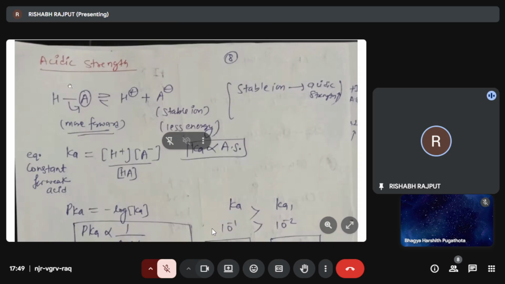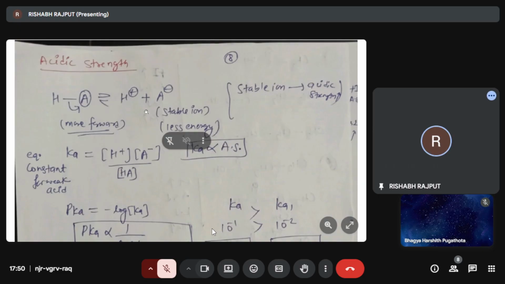Now we have HA. You know that in an acid we have H and A. If I break both H and A, just suppose that A will take the negative charge and H will be positive. You know already, if I put any acid in a solution, H plus will form and A negative will form. So here you can understand A negative is the conjugate base.